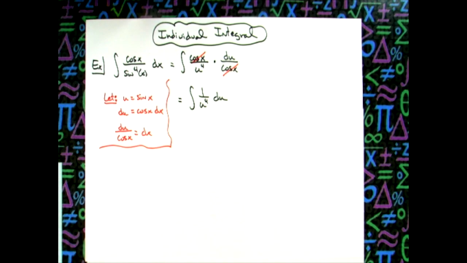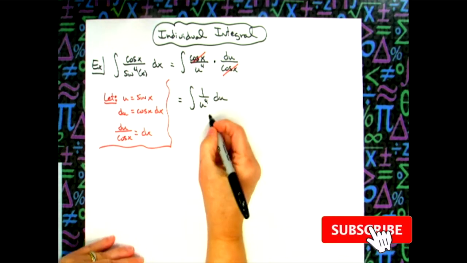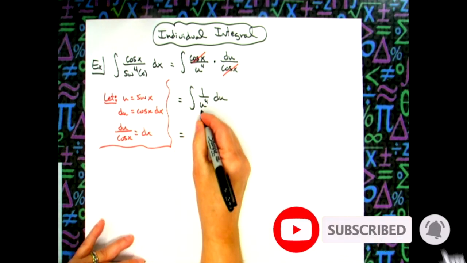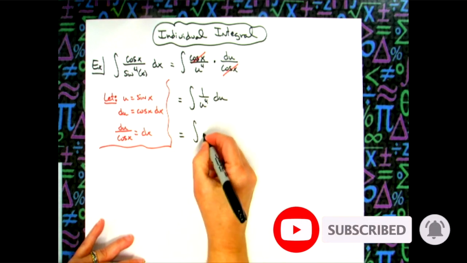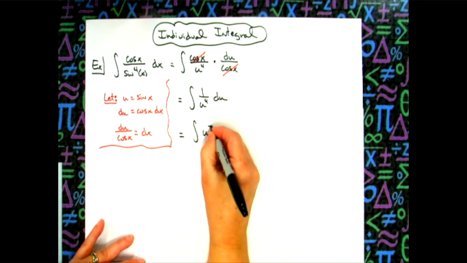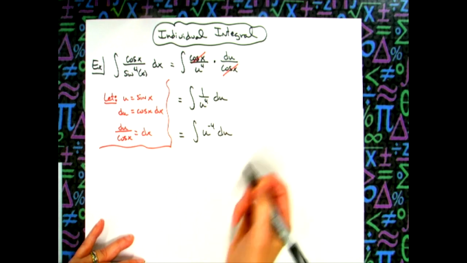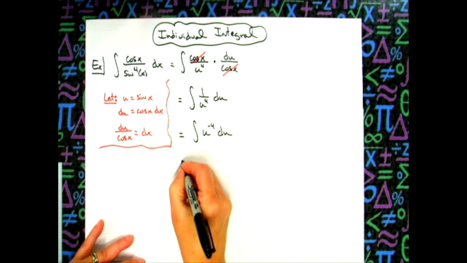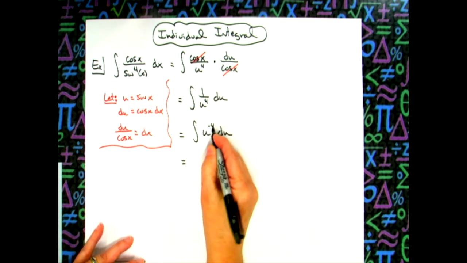We're now all in terms of u, so we can start to algebraically manipulate this. We're going to move that u to the fourth up to the top and make it negative. So we'll have a u to the negative 4 du. Now we are to the place where we can integrate. So we'll add 1 to that exponent. That'll give us a u to the negative third.